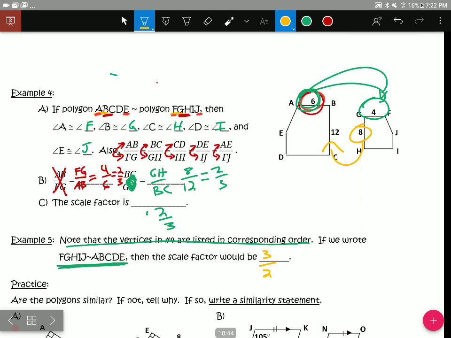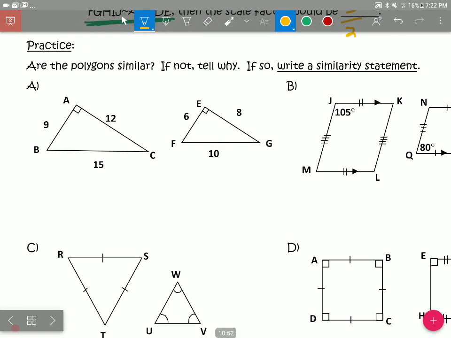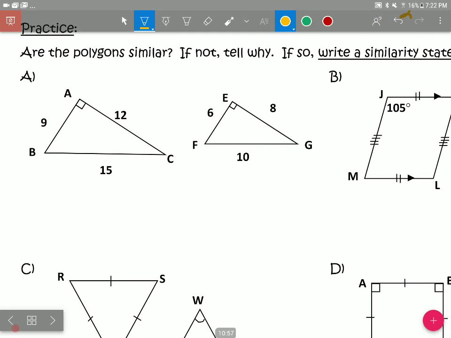All right, cool. So let's talk about these for just a second. Are the polygons similar? If not, tell why. If so, write a similarity statement. So first things first, here's what we're going to do. We are not told about the angles. I do know that these are true, but if we can figure out the sides, we can go from there.